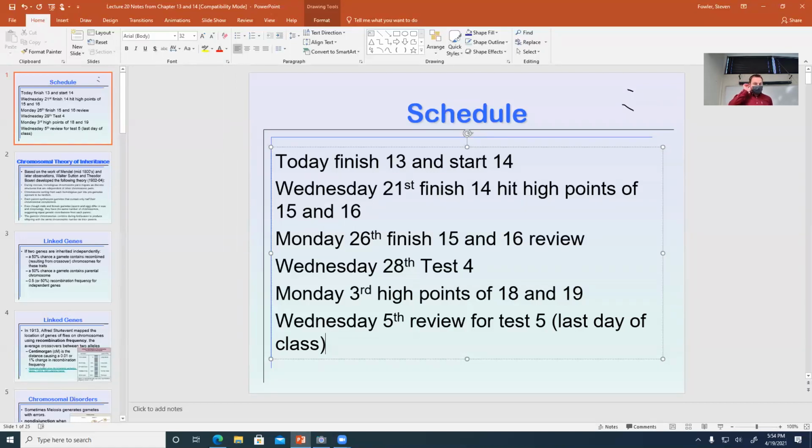So like I said, just the high points of 15, 16, and 18, 19, not going to be comprehensive on those, and there's just not going to be a ton of meat here for that 5th exam, so that's the reason we'll do some high points out of the previous exams. All right, so that's what we're looking at.